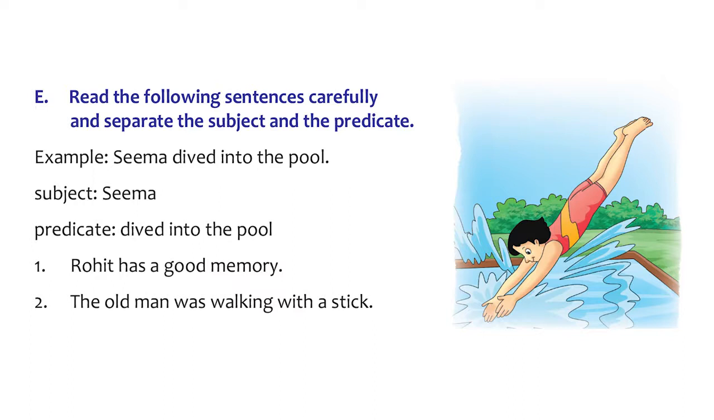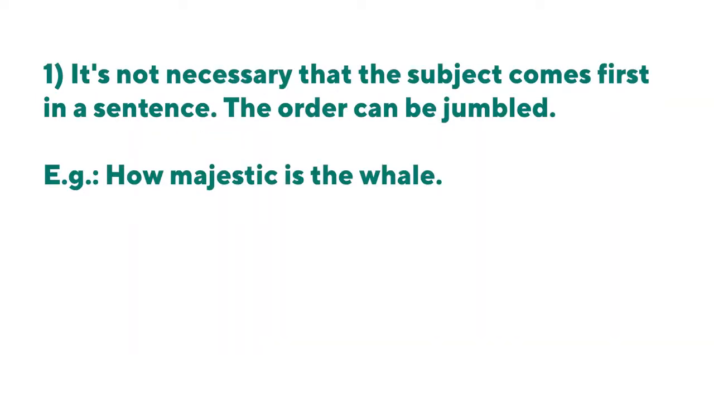Rohit has a good memory. Here the subject is Rohit. Has a good memory is a predicate. It's not necessary that the subject comes first in a sentence. The order can be jumbled. Example, how majestic is the whale? The subject is the whale. The predicate is how majestic is.